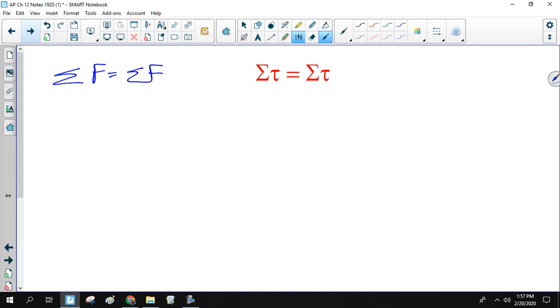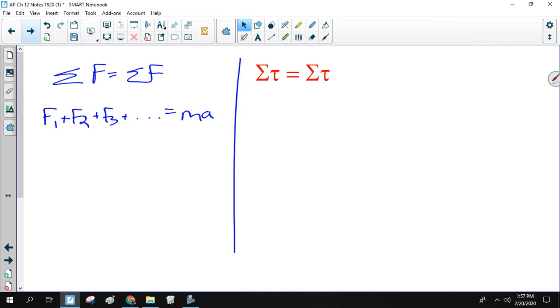And basically what we were doing there was saying, okay, our net force is equal to the total of our forces, right? So F1 plus F2 plus F3 plus, et cetera. And that's equal to the net force, which according to Newton's second law is mass times acceleration, right? So now we've got the angular counterpart for that.